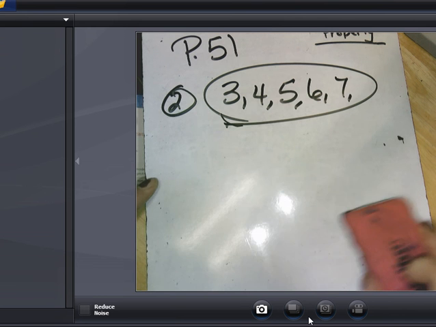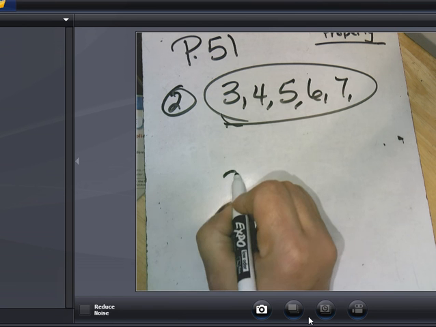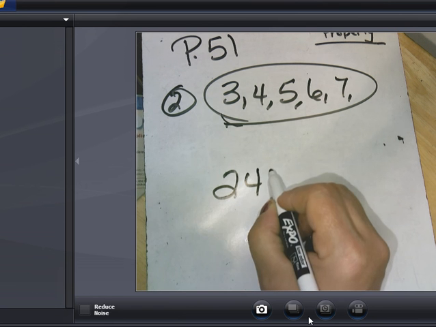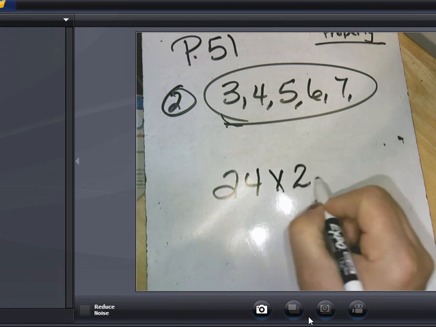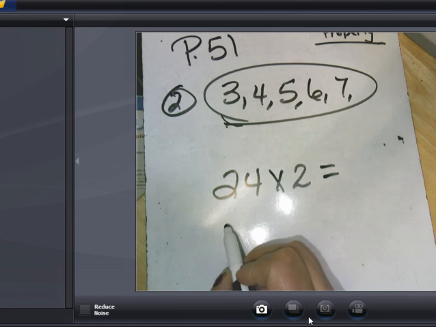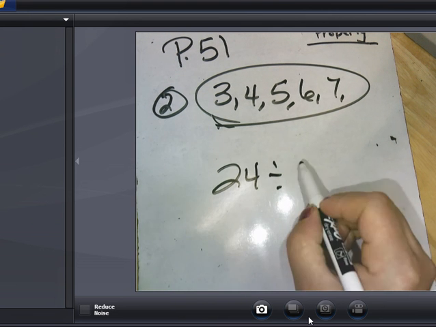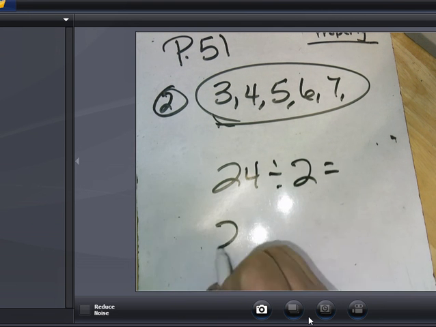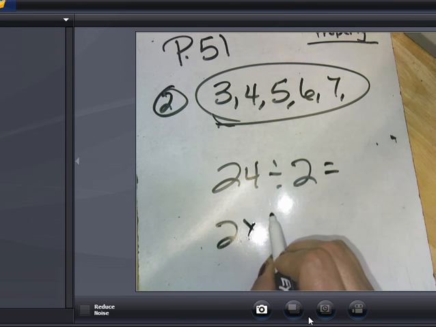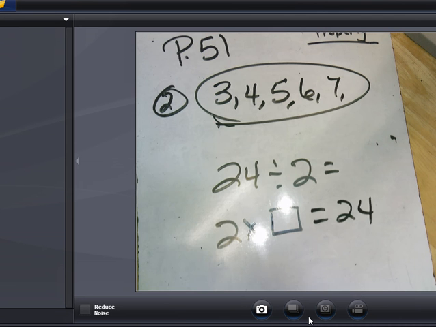You can also do an example of a division problem first, and I could do 24 divided by 2 equals, 2 times what equals 24, and that's the inverse operation.